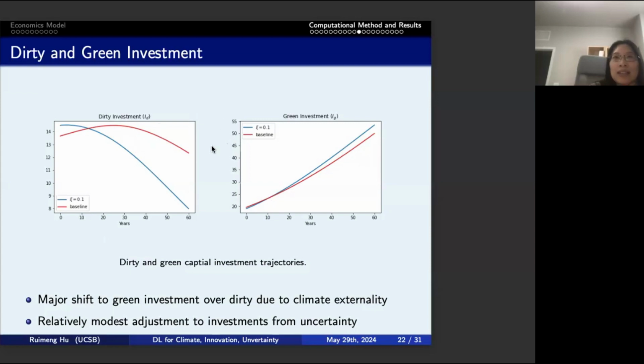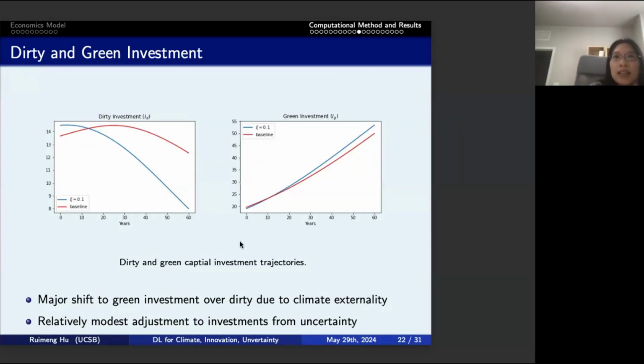And then the second observation is that the green investment persistently increases during the simulation, while the dirty ones begin to taper off and then dampen over time. And finally, we also see that uncertainty concern leads to initially a higher dirty capital investment, but it decreases more rapidly than in the uncertainty neutral case, where there's only a slight amplification of the green investment due to the difference in uncertainty aversion.